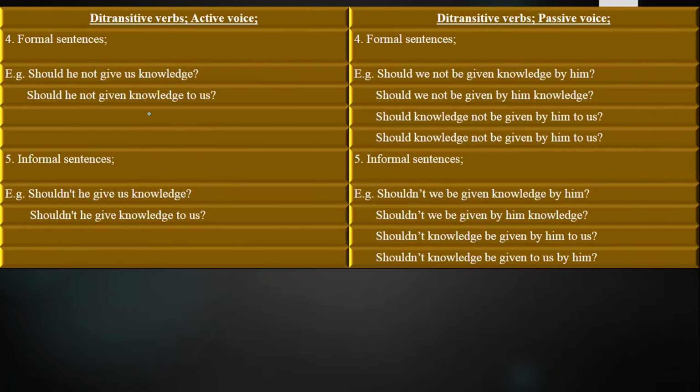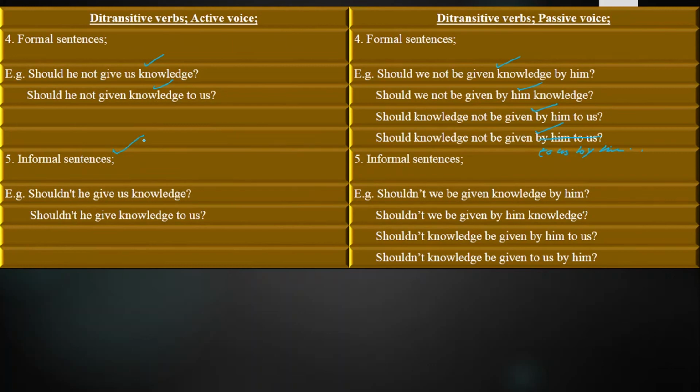Should he not give us knowledge, should he not give knowledge to us? Should we not be given by him knowledge, should we not be given knowledge by him? Should knowledge not be given by him to us, should knowledge not be given to us by him? You can change it to "to us by him", as "by him" there is a print mistake.